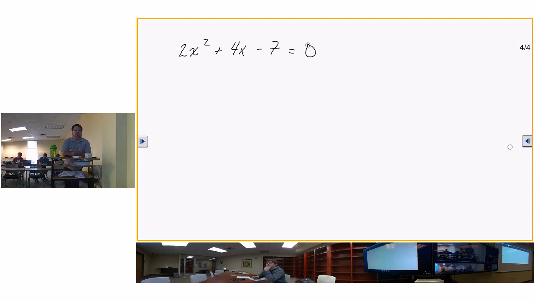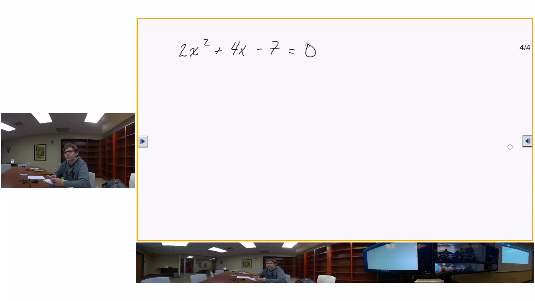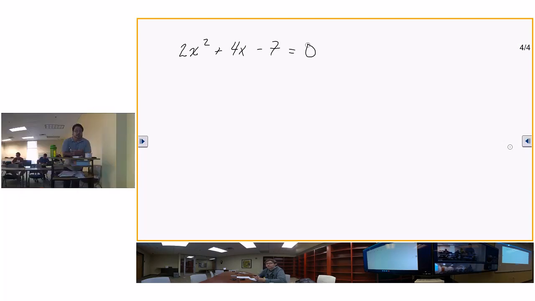So therefore, most of y'all will quit. Would you take the 2 out first of the x? Move the 7 first. Move the 7, add your blanks. Then you take the 2 out. Then you complete the square.